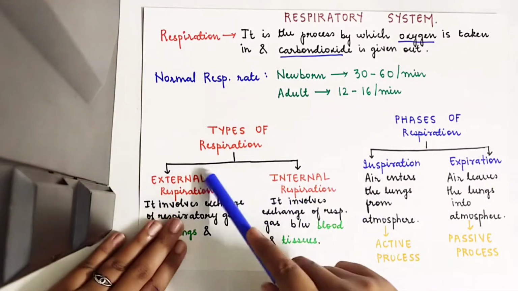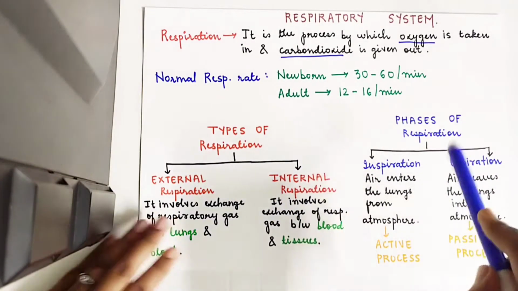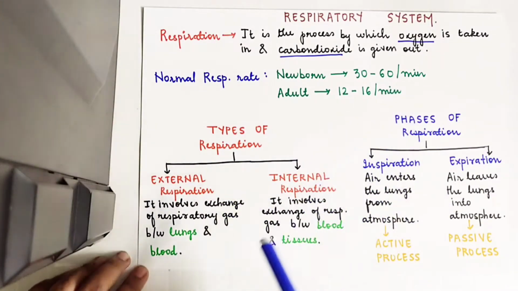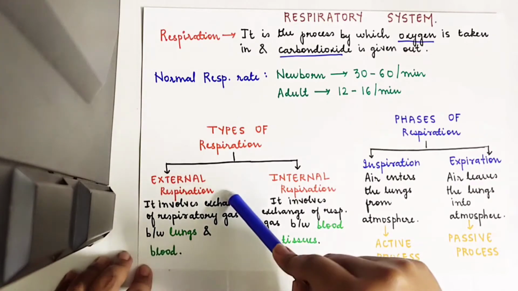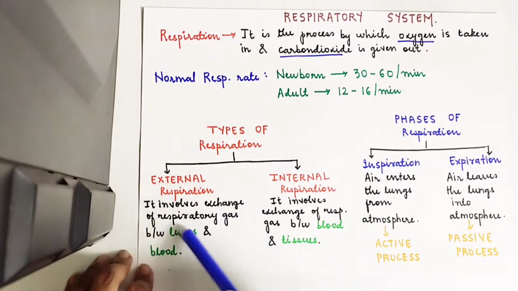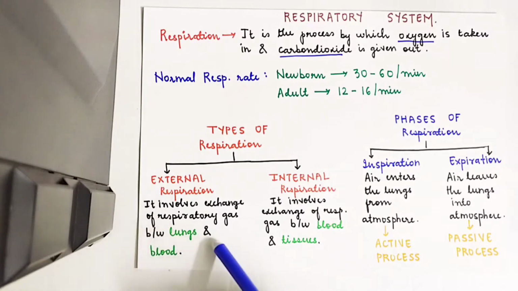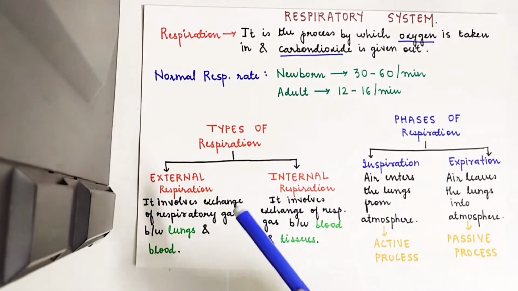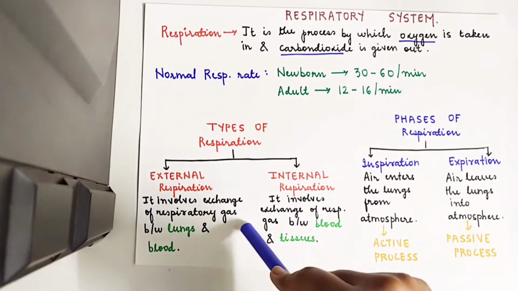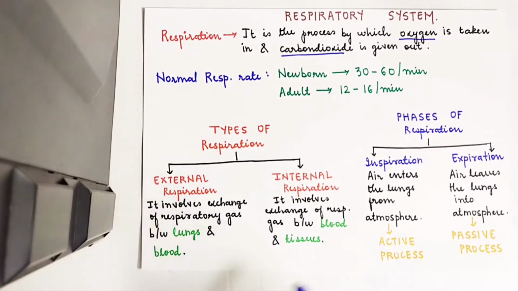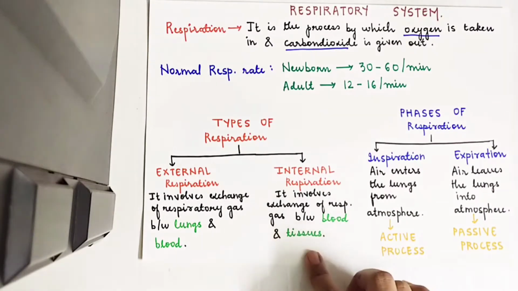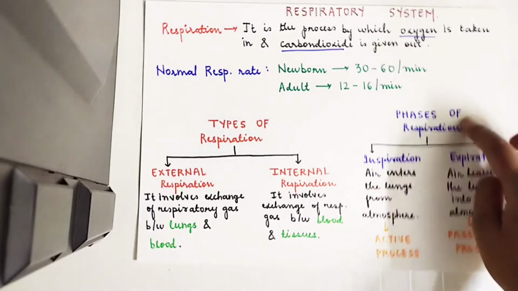Now mainly there are two types of respiration: external respiration and internal respiration. External respiration involves the exchange of respiratory gases, that is oxygen and carbon dioxide, between the lungs and the blood. Internal respiration involves the exchange of respiratory gases between the blood and the tissues. Simple.